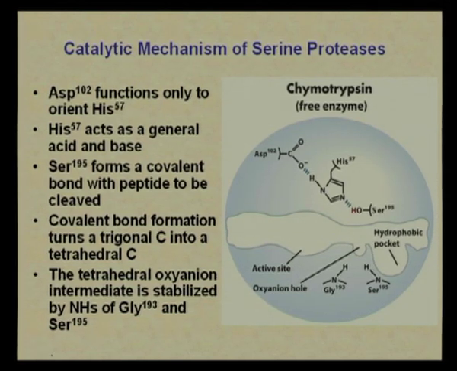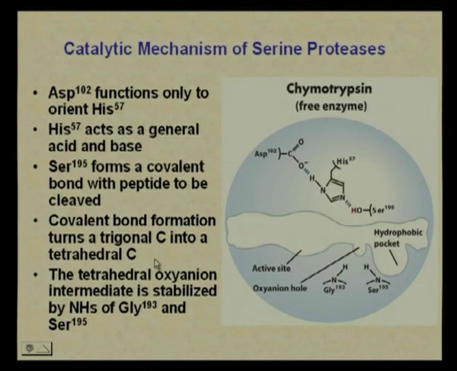Okay, we will see how it does that, but we have to know that the serine OH is its side chain, the histidine N and N is its side chain, and this is the side chain of the aspartic acid. Okay. So, when we have a covalent bond formation, we have a trigonal carbon form into a tetrahedral carbon. Okay. We will go through the steps one by one.